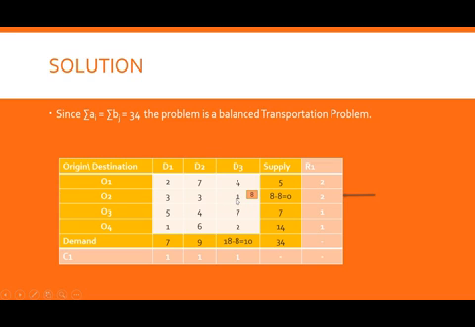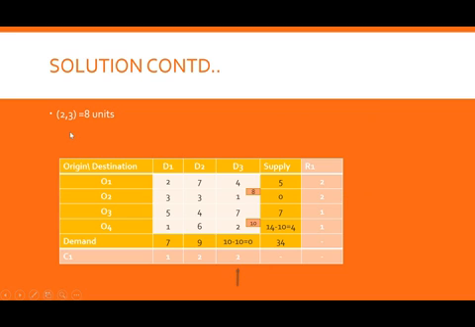So what is the allocation that you can make? Supply is 8, demand is 18. So you can satisfy 8. So I will allocate 8 units here in 2, 3. I make an allocation of 8 units. So in 2, 3, 8 units. So this supply becomes a 0 and this became a 10.